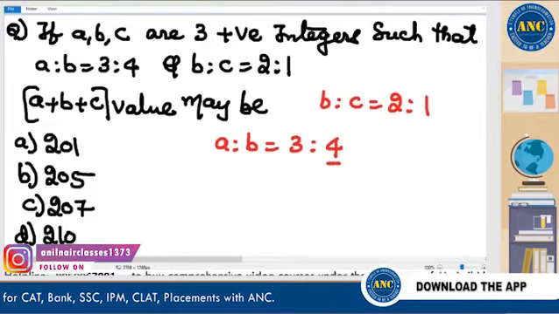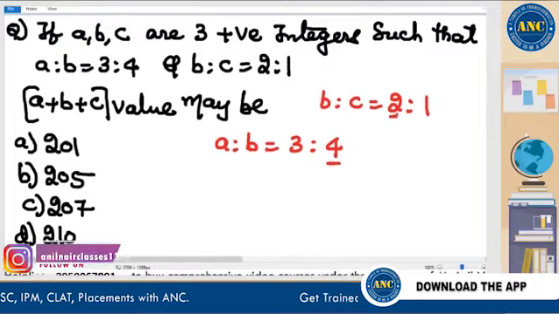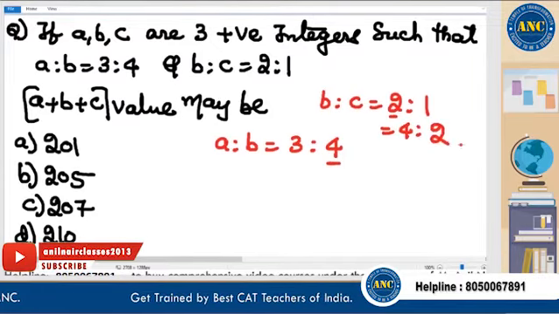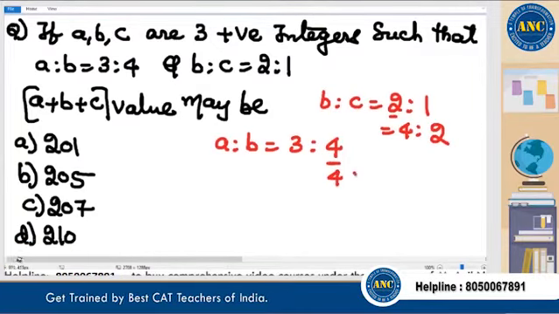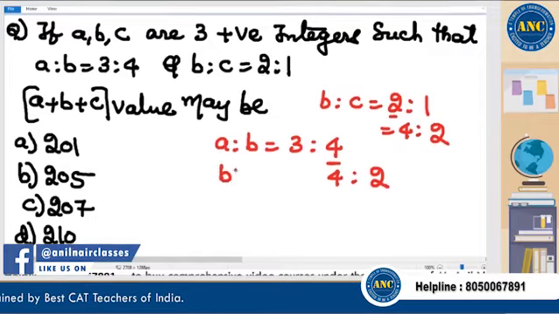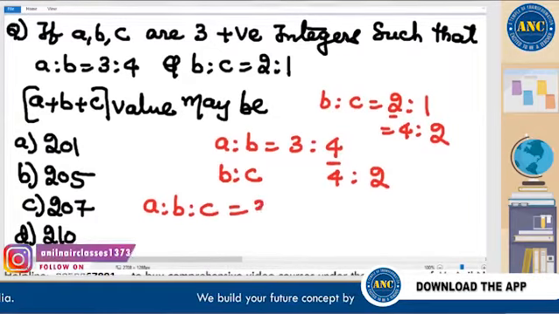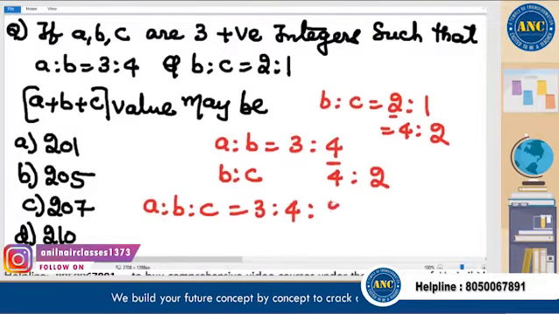Here the B value is 4, here the B value is 2. Make them common, so I can write it as 4 is to 2. So it is nothing but 4 is to 2, which is B is to C. A is to B is to C will become 3 is to 4 is to 2.